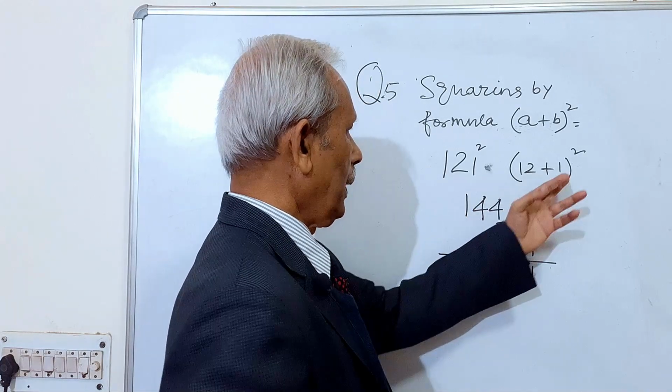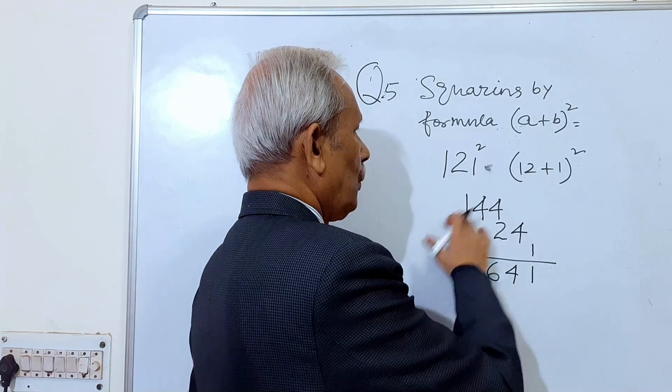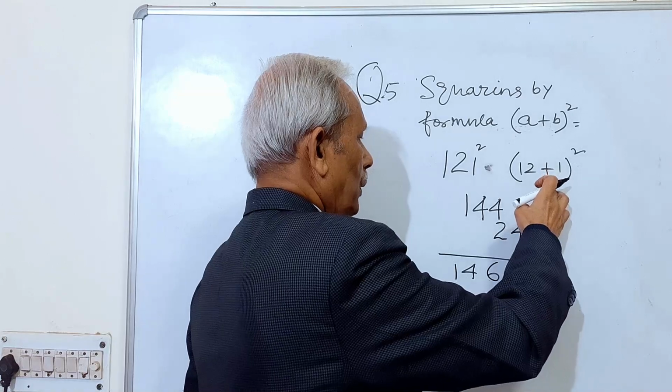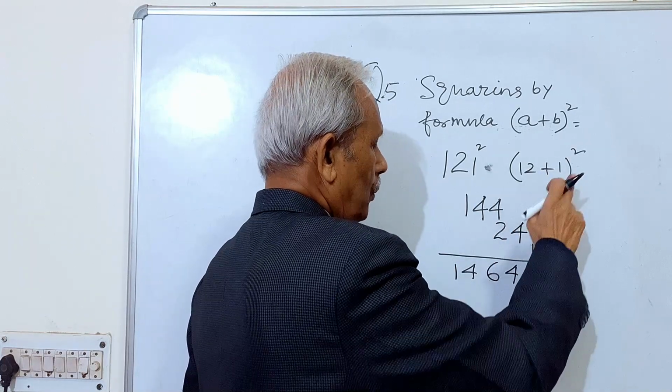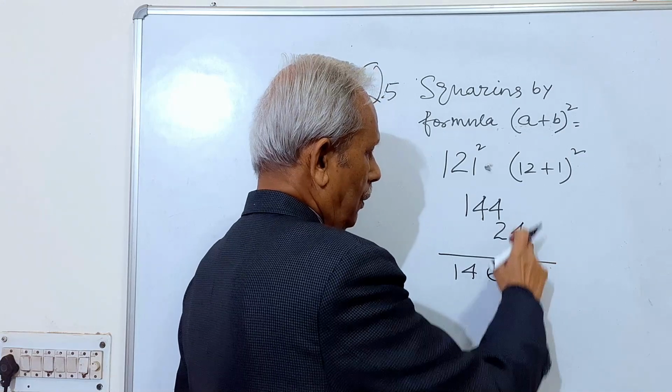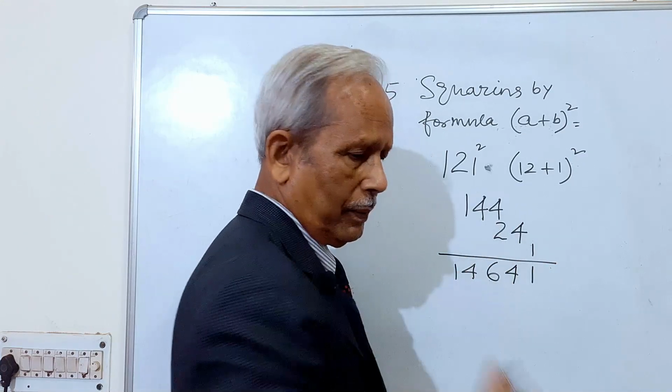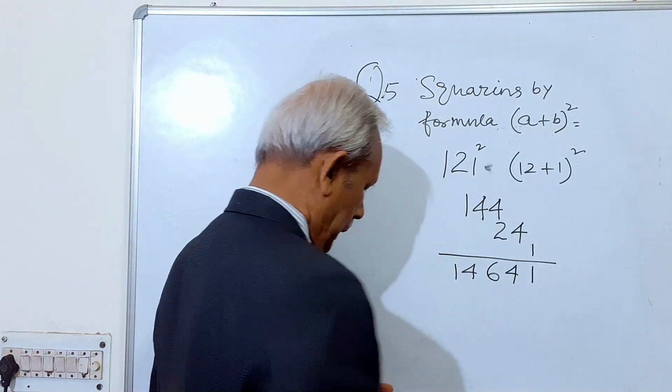12 plus 1 square. 12 square is 144. 2 into 12, 24 into 1, 24. Shift by one digit, so 2, 4. 1 square 1, shift by one digit. 1 here. 4, 6, 4, 1. Well, we have done these questions.